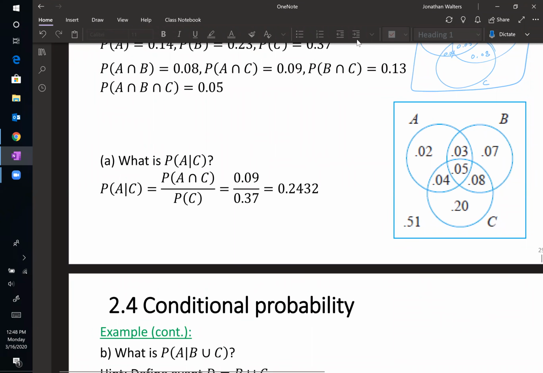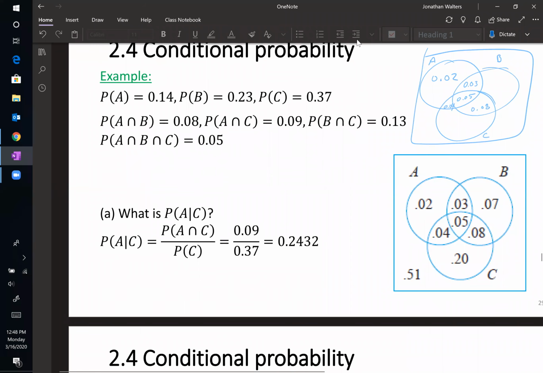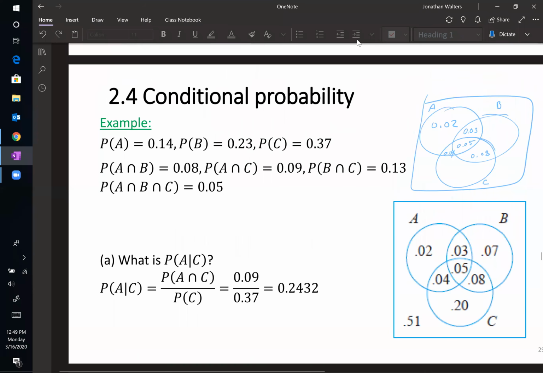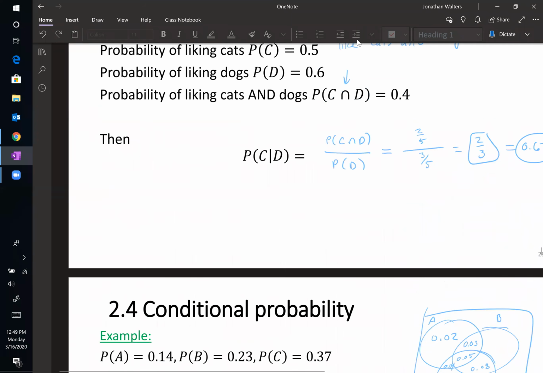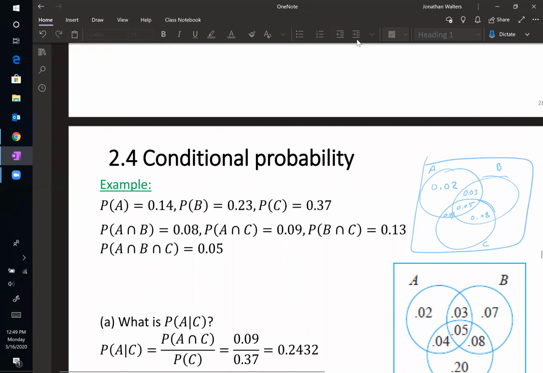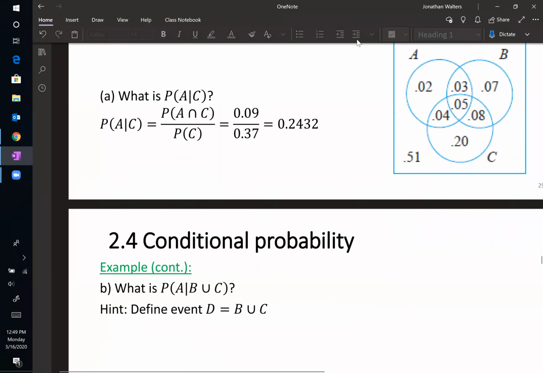So what is the probability of A given C? Well, let's look at probability of A intersect C divided by probability of C. That's our formula. And again, those were given directly. Probability of A intersect C is 0.09. Probability of C is 0.37. We do that, we get 0.2432. So again, a very straightforward example. These are not even word problems. I'm literally just giving you the probabilities directly. You don't even have to pull anything out.